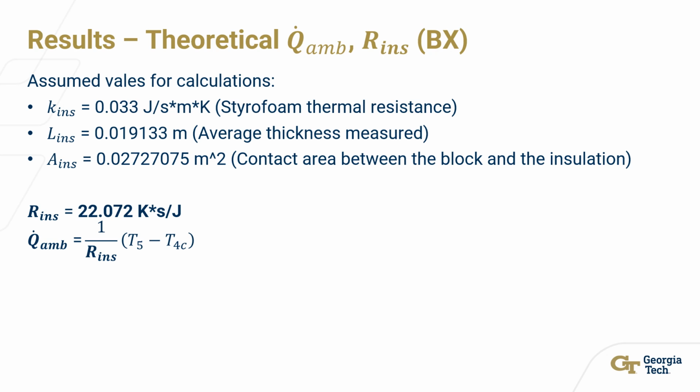Multiplying all those through, we get a thermal resistance of 22.072 Kelvin seconds over joules. And then that insulated thermal resistance value is then multiplied by the experimental data collected in order to get the theoretical work done due to ambient.